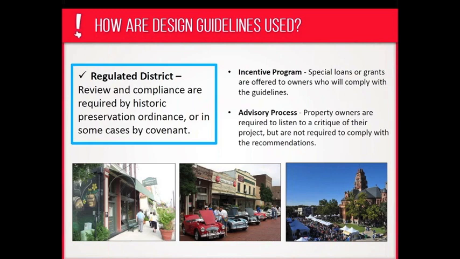Sometimes communities use the guidelines with special incentive programs that encourage investment in the historic district. For example, many main streets offer facade grants to qualified property owners on the condition that certain design guidelines are followed. In this case, the owner voluntarily enters the program, but then compliance is required in order to receive the funds. Design review can also be an advisory process, in which property owners voluntarily use the guidelines.